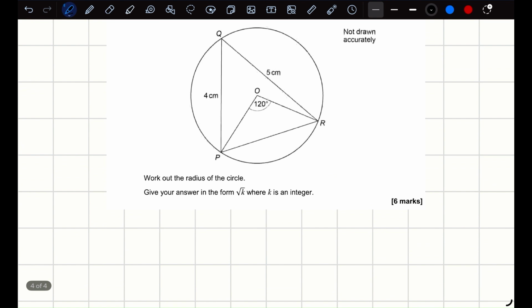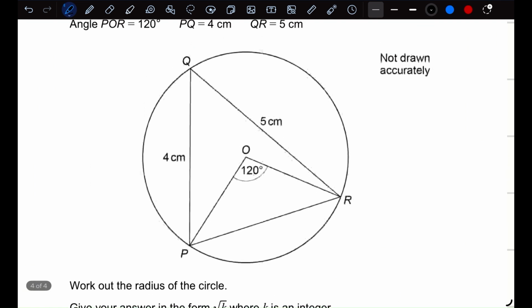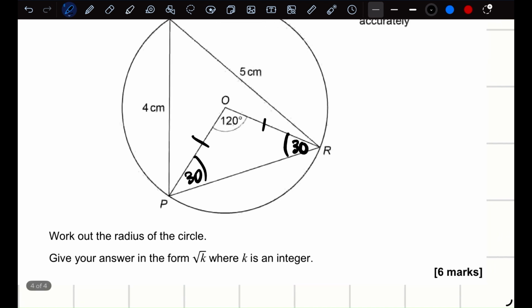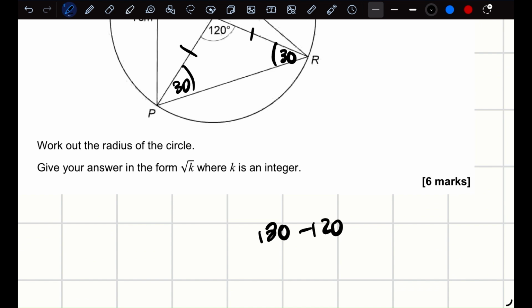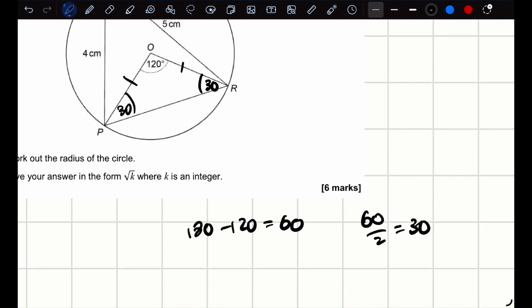Okay. Now, the first thing that I'm trying to do when I see a question like this is see which circle theorems are relevant, or irrelevant, we don't know which ones are relevant until we actually answer the question. Well, the first one I can see is that OR and OP are radii, which means that this angle here is 30 degrees, and this angle here is also 30 degrees, right? Because 180 minus 120 equals 60, and 60 divided by 2 equals 30 degrees. 180 minus 120 because the total angle in a triangle is 180 degrees, and 60 divided by 2 because the base angles in an isosceles triangle are the same.